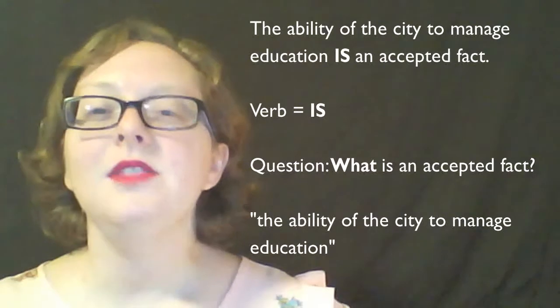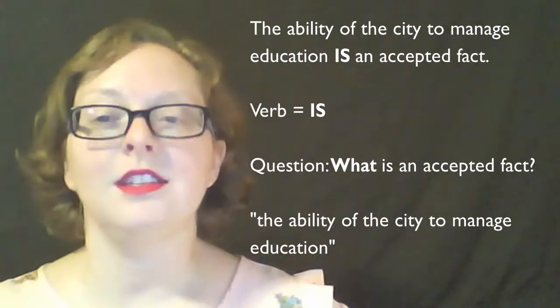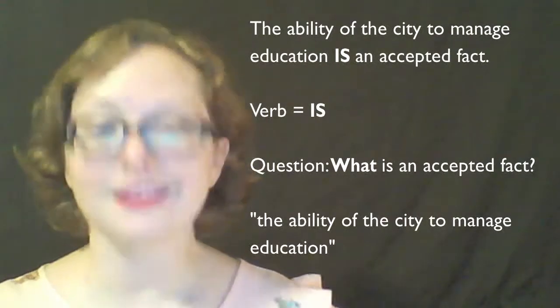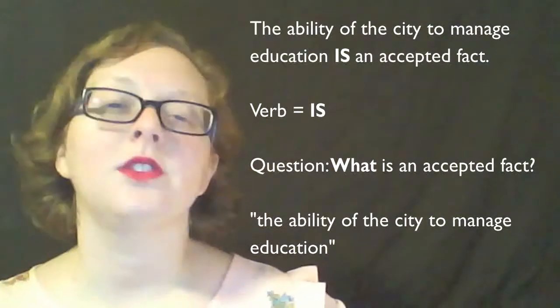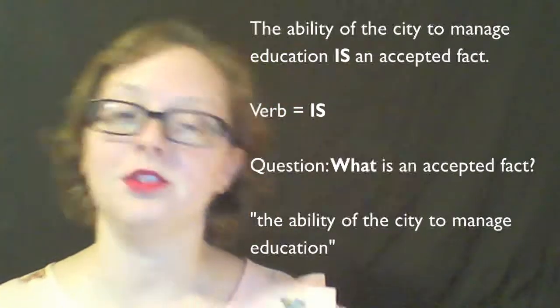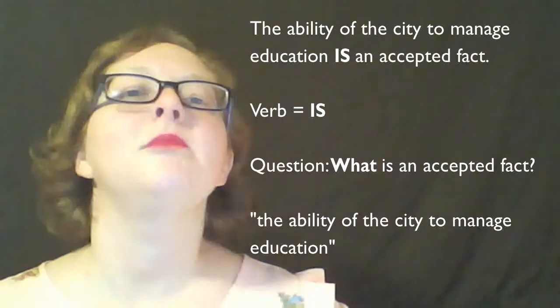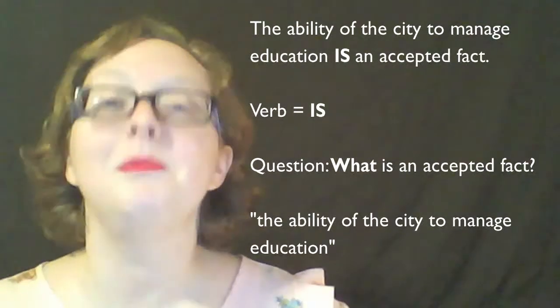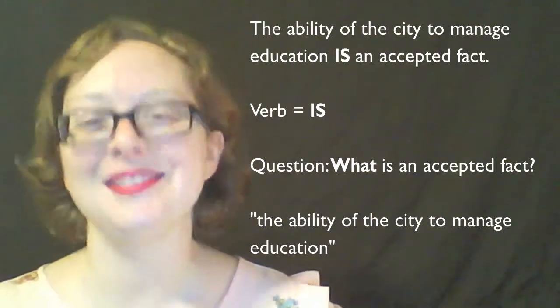The ability of the city to manage education is an accepted fact. So the verb is here, and then you ask the question, what is an accepted fact? The answer, which is the whole subject, is the ability of the city to manage education. Okay, cool. So that's what you need to know before you get to the meat of the lesson.